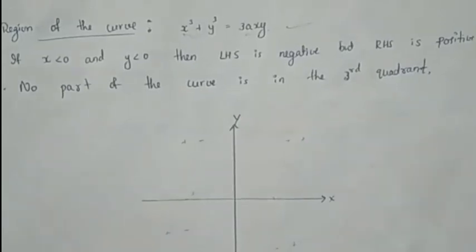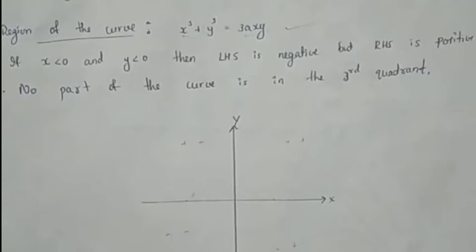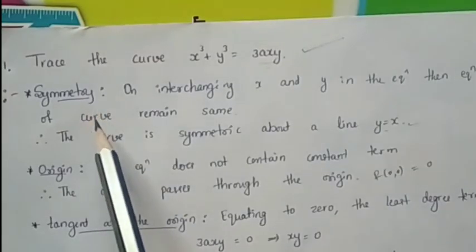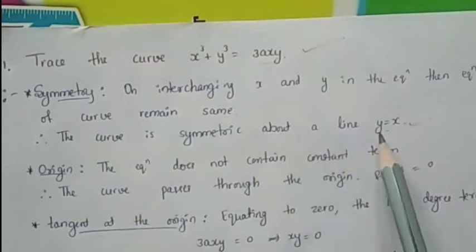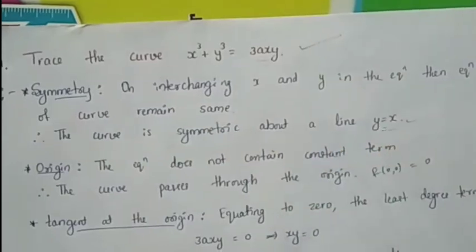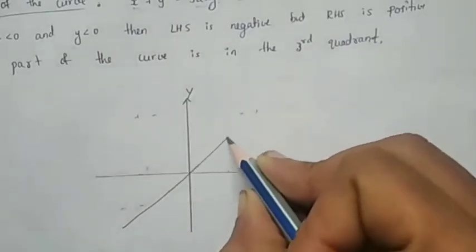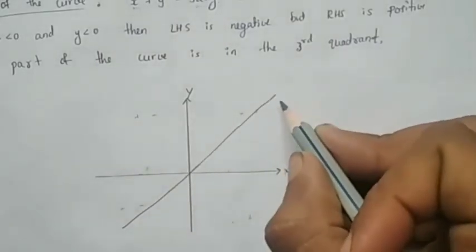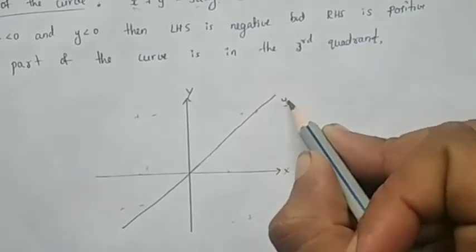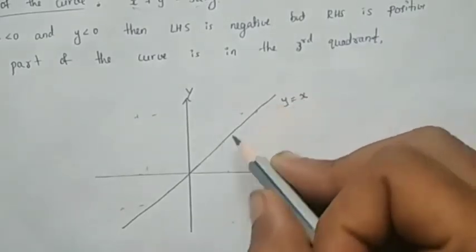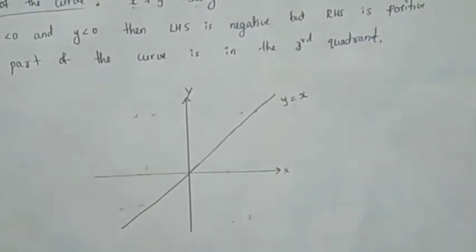Let me move on to the curve tracing. The first point is the symmetry. The curve is symmetric about the line y is equal to x. This line is y is equal to plus x. About this line, the curve is symmetric.